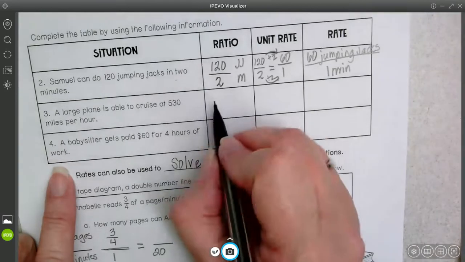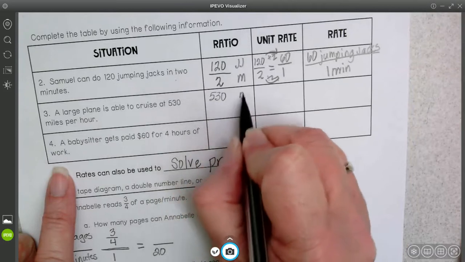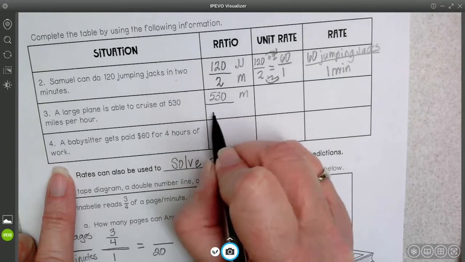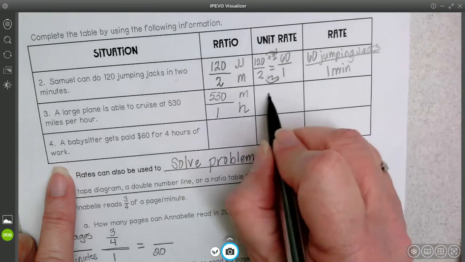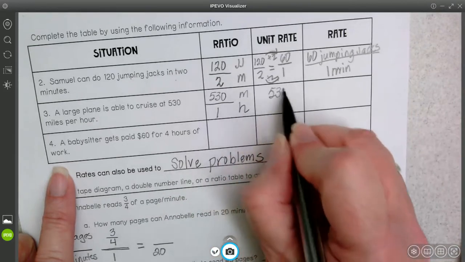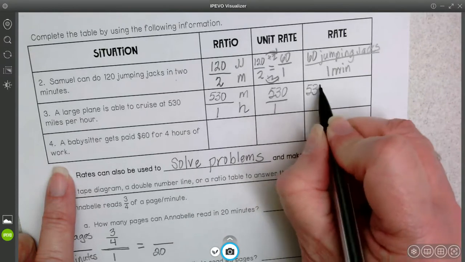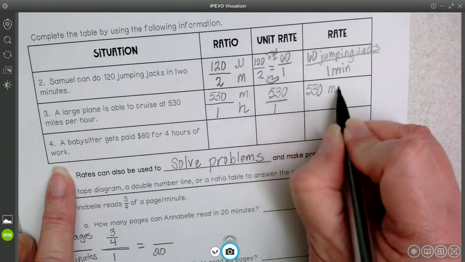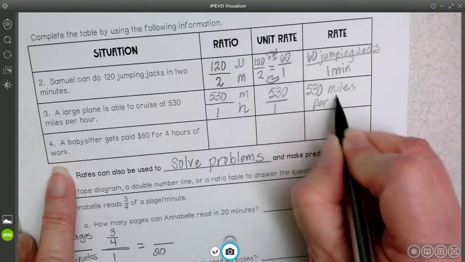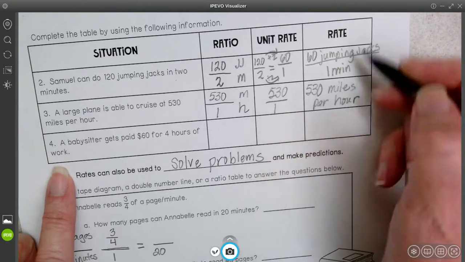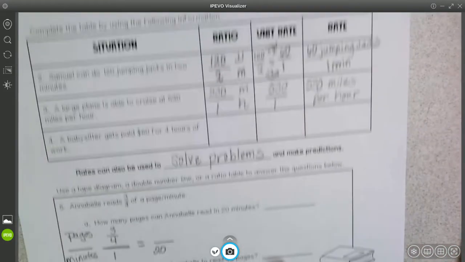We've got a plane is able to cruise at 530 miles per hour. So that's 1 hour. So that's already got our unit rate. So that's 530 for 1 hour. So it's 530 miles per hour. Okay, and you can write your unit rate either way like this. Okay, so I want you to try number 4.